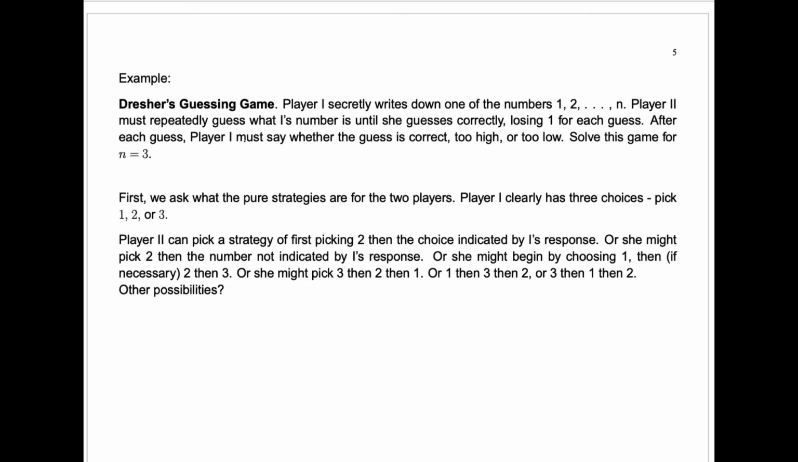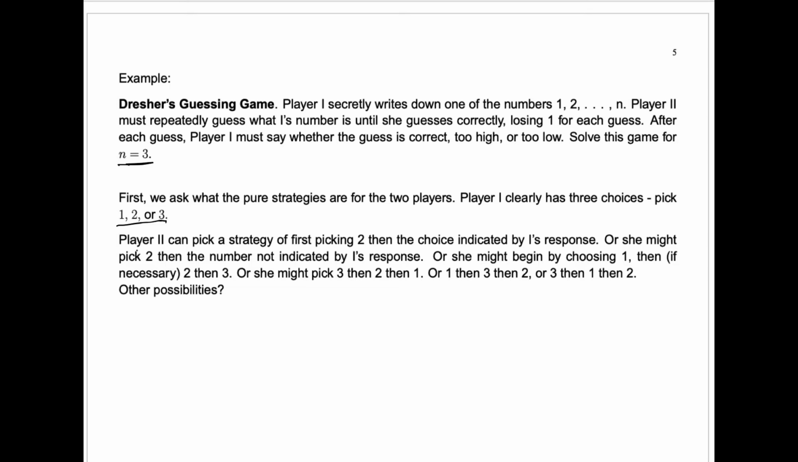So in order to start to analyze this game, and we'll be talking only about the n equals 3 case, we have to understand what the pure strategies are for each of the players. This can be a little tricky even in a situation like this. Player 1 picks a number 1, 2, or 3. Those are the pure strategies for player 1. 3 possibilities. But for player 2, a strategy means how player 2 will play the game. It's not just picking a number, it's defining a sequence of picks.